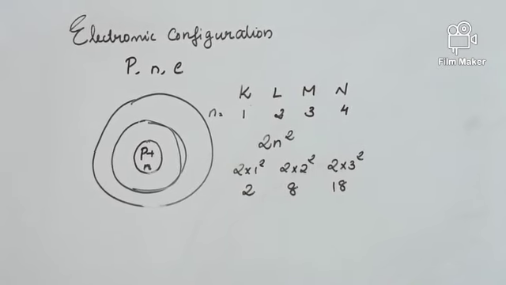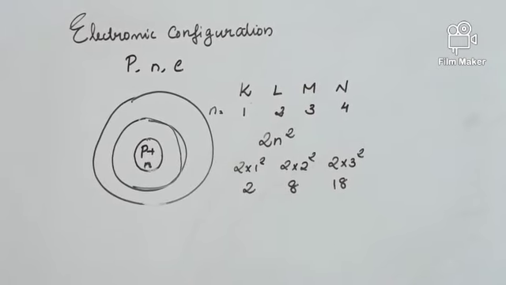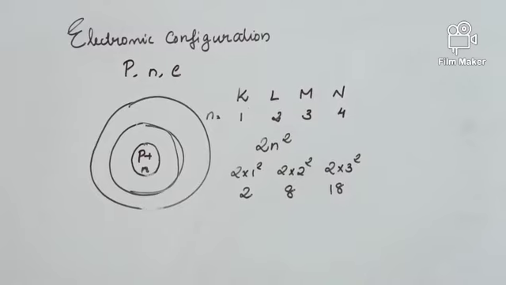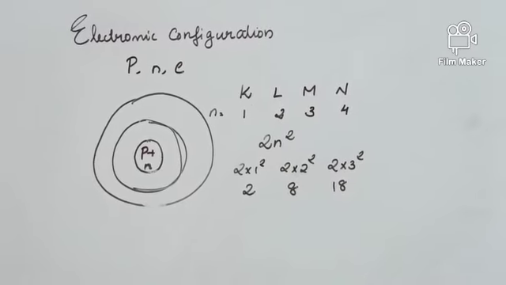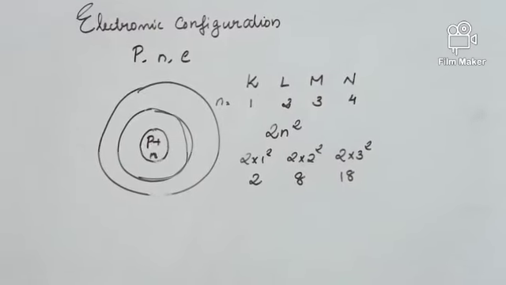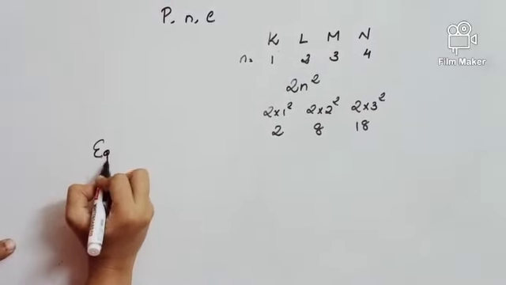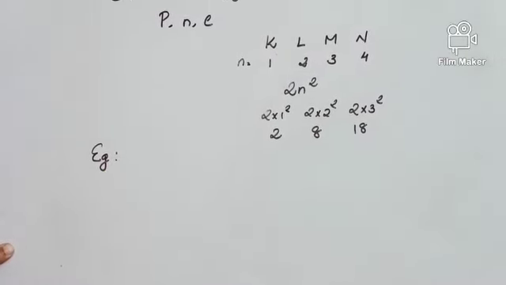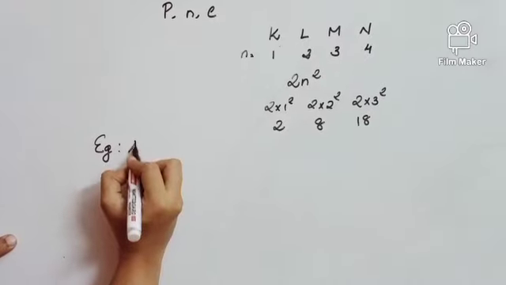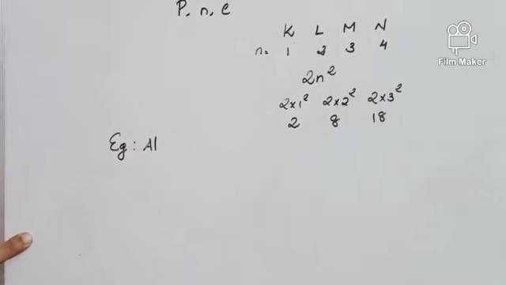You have learned electronic configuration in class 9. If you have any doubt before going to today's topic, please take your textbook and read. Let's see an example of writing electronic configuration. I am taking aluminium as the example.